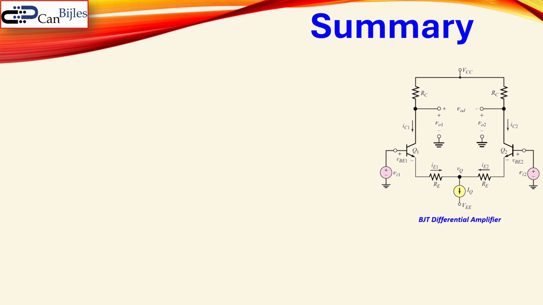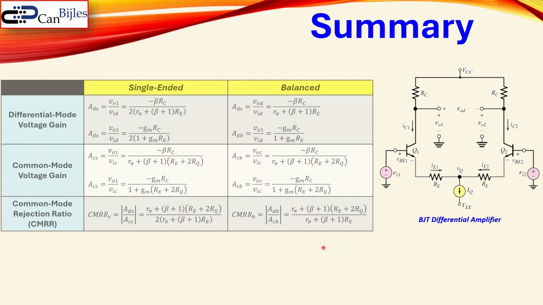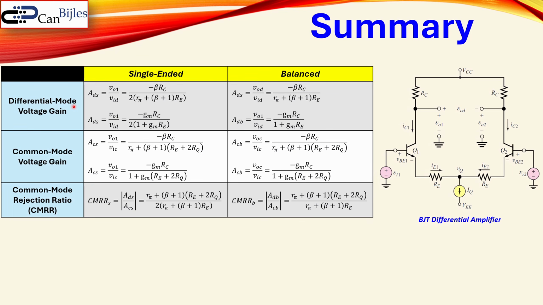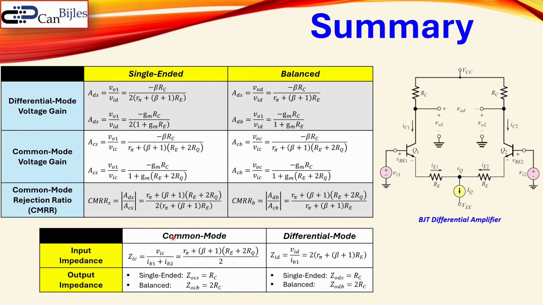Okay, let's now look at the summary. So we will bring now everything here together. You see here the differential mode gain, common mode gain, and the common mode rejection ratio for single-ended and the balanced. You see here all the formulas we have discussed so far. Also here for the input and output impedance for the common mode and differential mode gains. So we have here now the complete picture for this BJT differential amplifier.